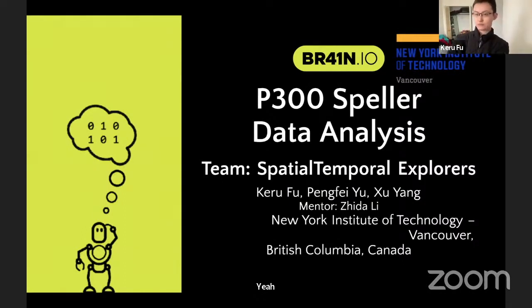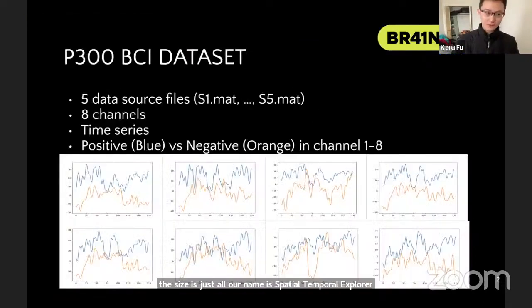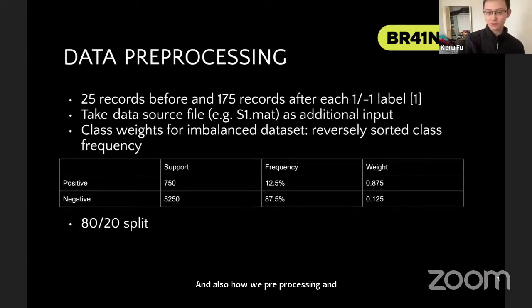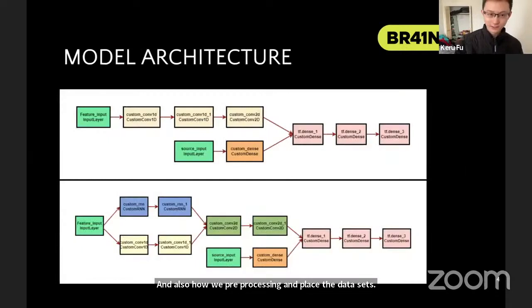Our team name is SpatialTemporal Explorer. We plot the positive and negative samples in all 8 channels, and also show how we pre-process and split the data sets. The class weight is shown in the table. So I can just continue with the classifier architecture.